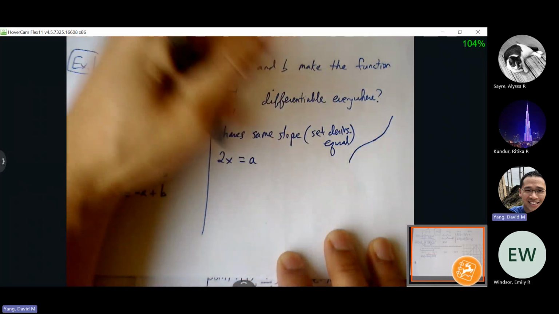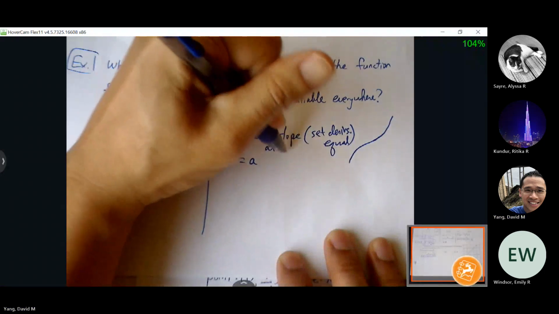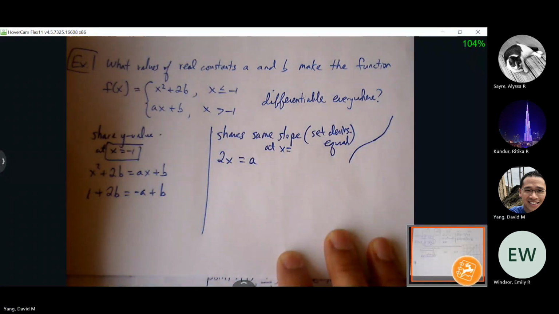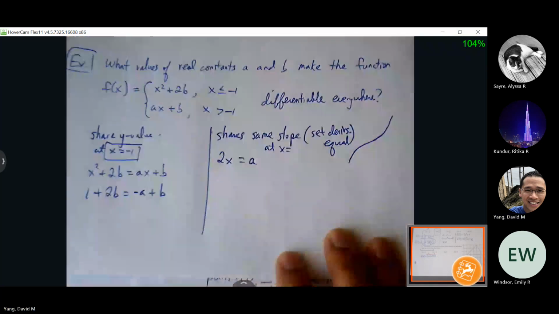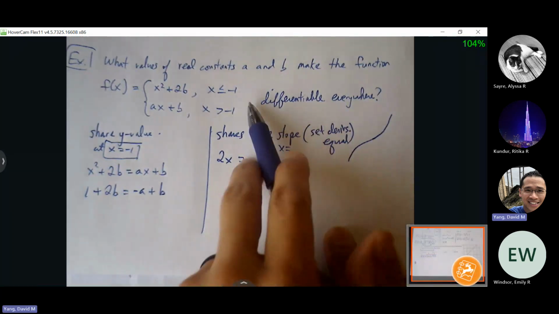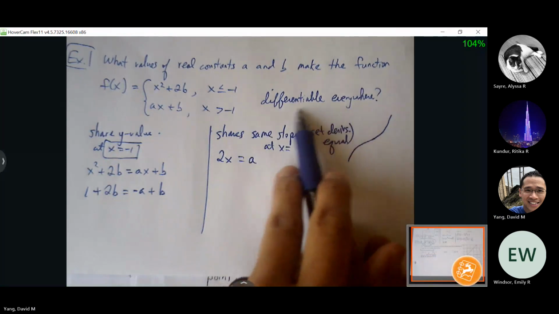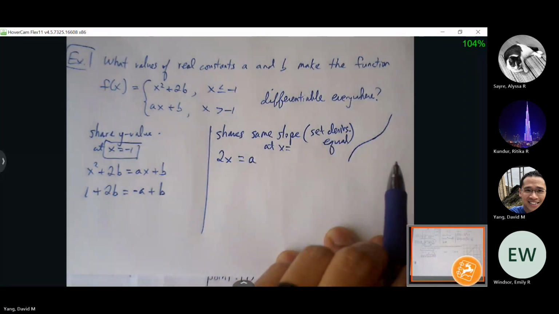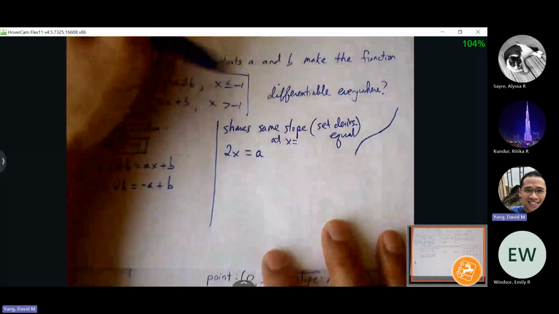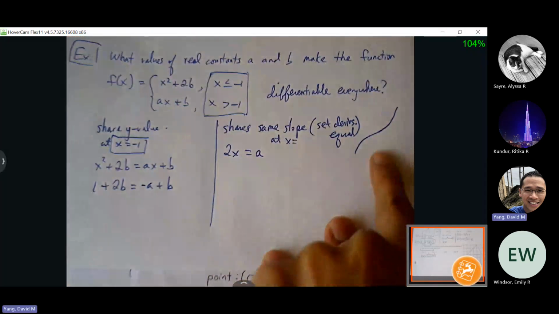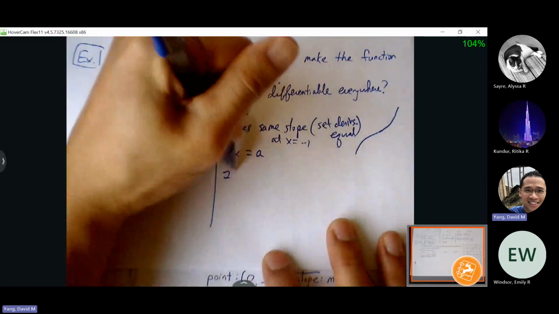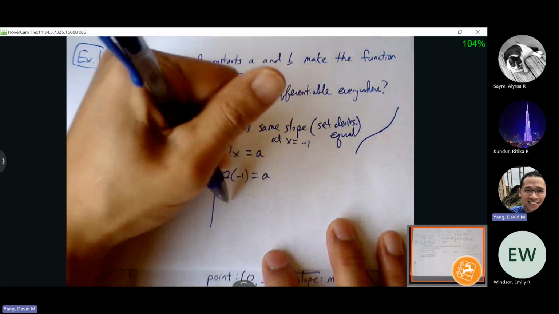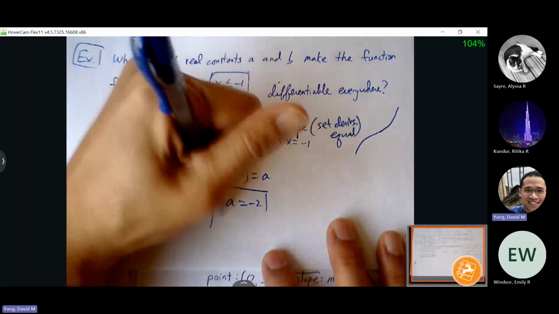So where do they share the same slope? At what x equals? What x value location, though? Yeah, -1, right? Everything that we're talking about is at -1. So I can replace x with what? -1. So 2 times -1. So I know what my a value is. A is -2. Can I figure out what my b value is?